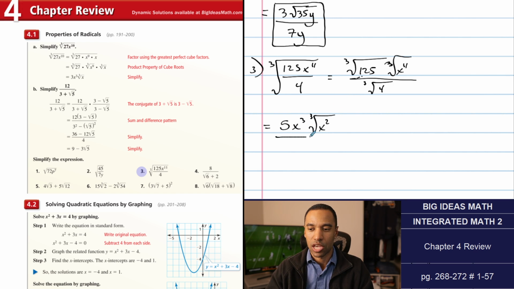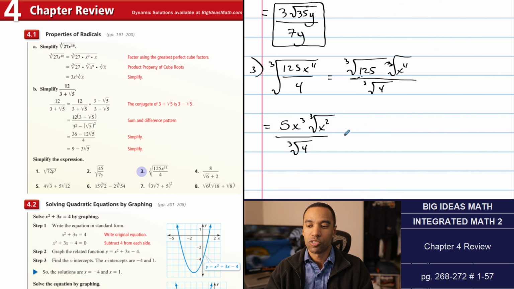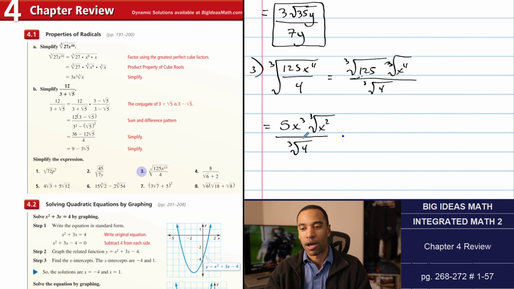So I did simplify the top as much as I could. But the bottom, the cube root of 4 is not 2. It's not the square root of 4. It's not the same thing. But we have to multiply it by something on top and bottom here.